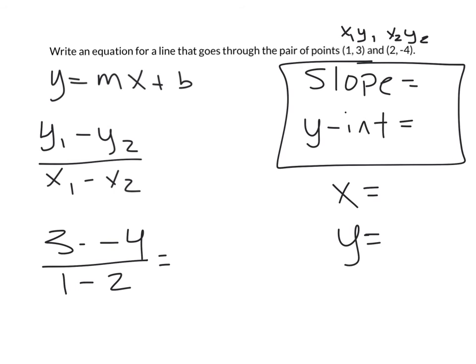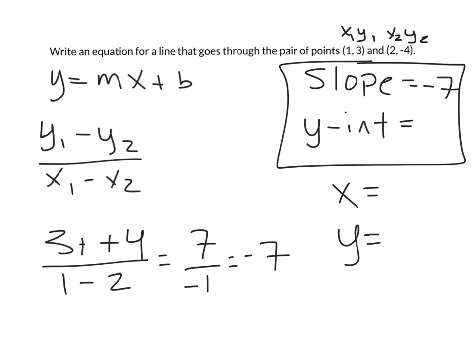I'm going to do the math here. 3 minus negative 4. Well, when you subtract a negative, it's like adding. So we're going to add 3 plus 4 is 7, over 1 minus 2, which is negative 1. 7 divided by negative 1 is negative 7. So we can see that the slope between these 2 points is negative 7.